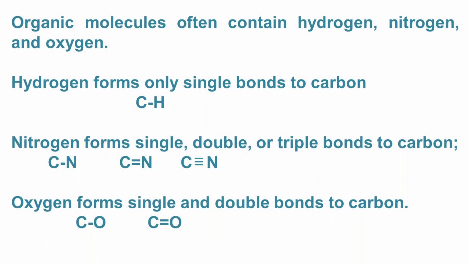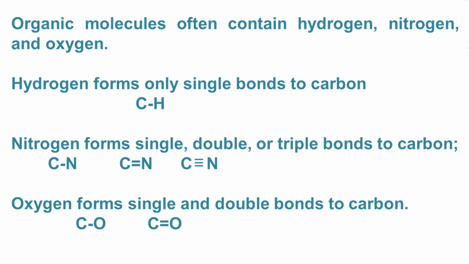So many organic molecules contain hydrogen, nitrogen, and oxygen. As far as carbon-hydrogen bonds, those are always single bonds. So hydrogen only forms single bonds to carbon and to any other atom that it's bonded to. Nitrogen can form either a single bond, a double bond, or a triple bond to carbon. Oxygen can form a single or a double bond to carbon.